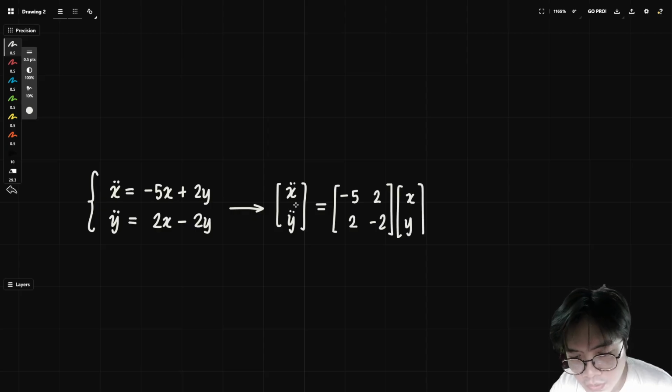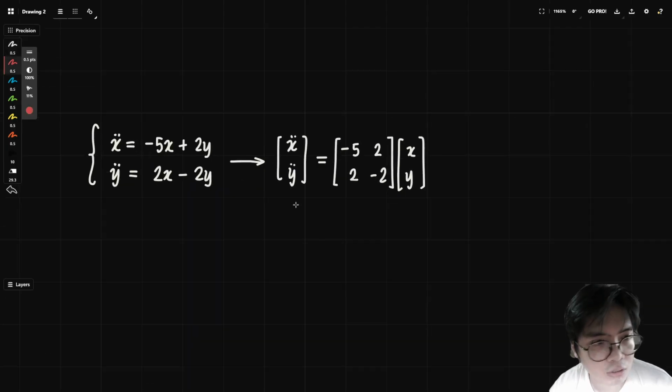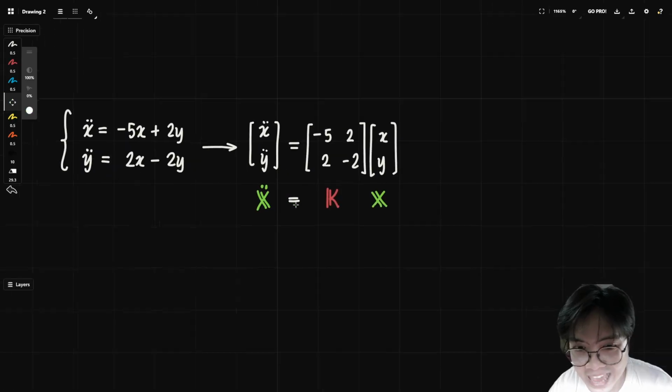And again, we can see that this just looks like x double dot, right? X double dot as a matrix, of course. And now this is going to be, again, I'm a bit tired of A. Let's turn this into K na lang. K. And then this is just your original version of your X matrix.